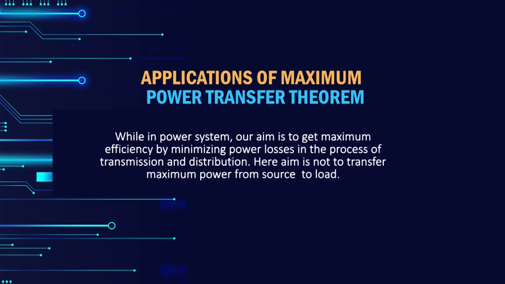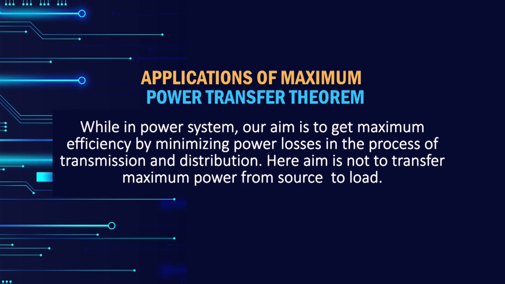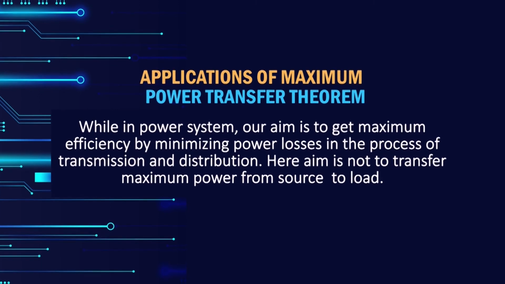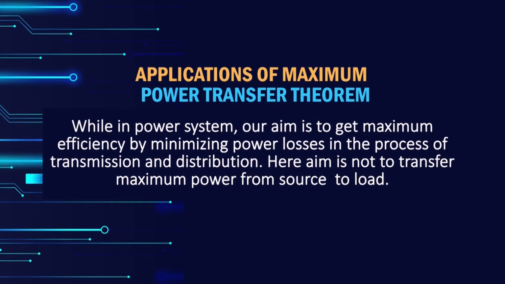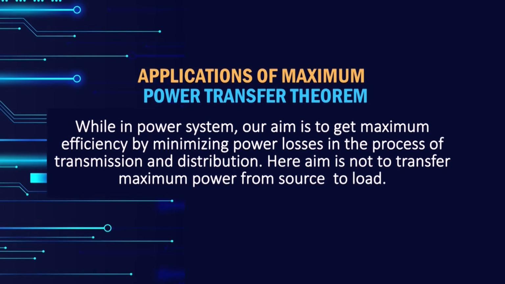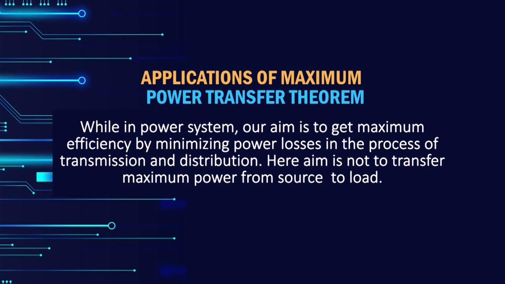While in the case of a power system, our aim is to get maximum efficiency by minimizing power losses in the process of transmission and distribution. Here the aim is not to transfer the maximum power from source to load. Here the aim is to get the maximum efficiency. So from the above information, finally we can conclude that this theorem is used often to assure that the highest power can be transmitted from the source of power to a load.